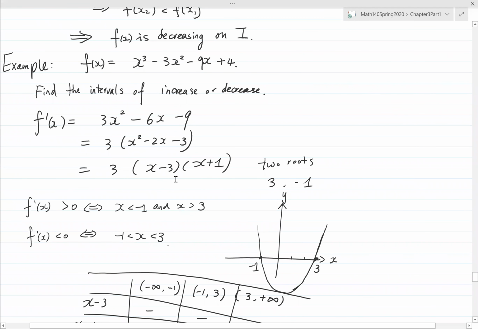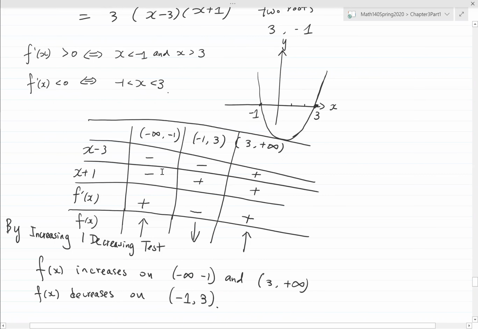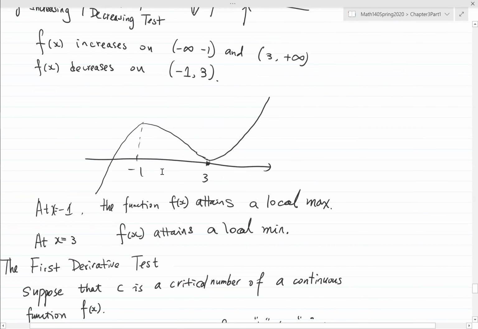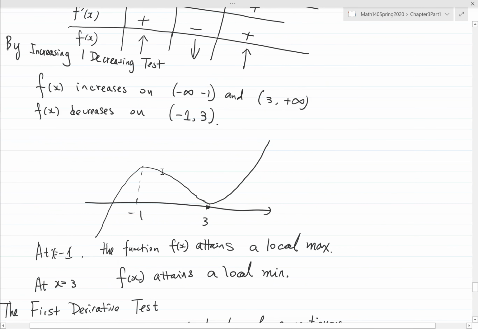Now from the increasing decreasing test, we can determine the intervals of increase or decrease, i.e., we take the derivative of the function and then try to find on what interval the derivative is positive. If the derivative is positive, then by the increasing decreasing test, we know the function is increasing. If the derivative is negative, then the original function f(x) decreases. So this is the increasing decreasing test. From it, we can determine local max and local minimum of a function.